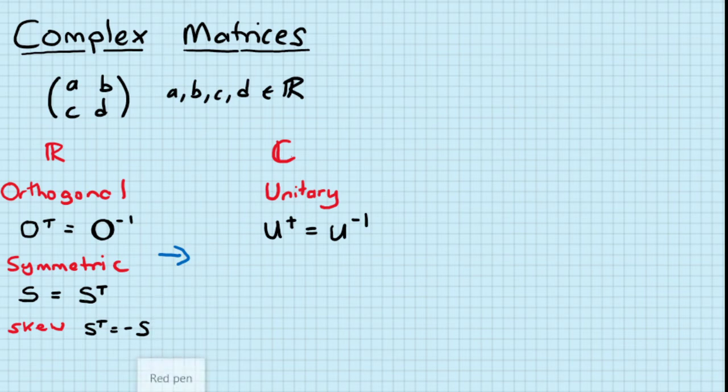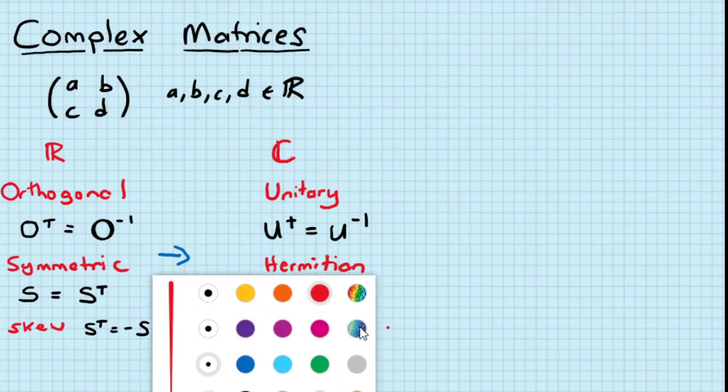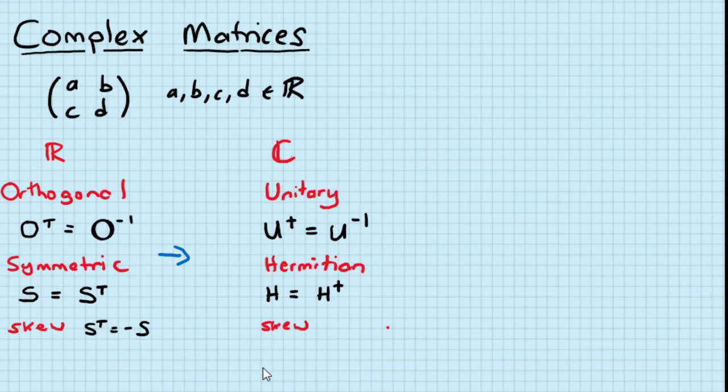Then the complex equivalent of symmetric matrices are what are called Hermitian matrices. That's where if you take the dagger of the original matrix, you get back the original. It's the same. That's a Hermitian matrix. And then there's also skew Hermitian. Skew Hermitian is very similar to skew symmetric, so in that case you have that H dagger is equal to minus H, not H itself.